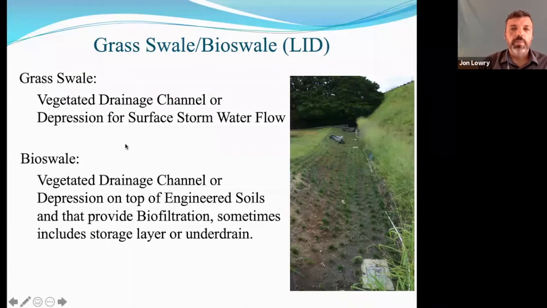Then another type of post-construction BMP that we use frequently, and it's probably one of our most frequently used low impact development BMPs, is the grass swale or bioswale. A grass swale is just a vegetated drainage channel or stormwater depression for surface stormwater runoff. The bioswale is similar to a vegetated swale, and it looks similar at the surface, but it also has a layer of engineered soils that provide biofiltration. I'll show you a little bit more about that in a moment, in the cross section.